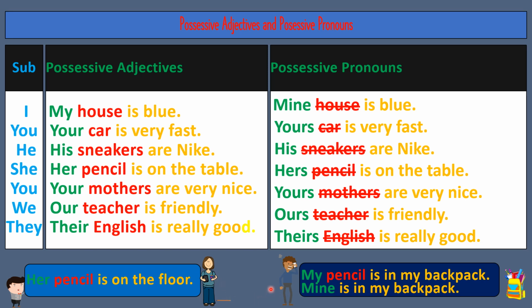Now this man here says, my pencil is in my backpack. My is the possessive adjective for I. My pencil is in my backpack. Or a different form to say this is, mine is in my backpack. Mine represents my pencil because the conversation is about pencils. Her pencil is on the floor. Mine is in my backpack. So mine is similar to my pencil because the conversation is about pencils.